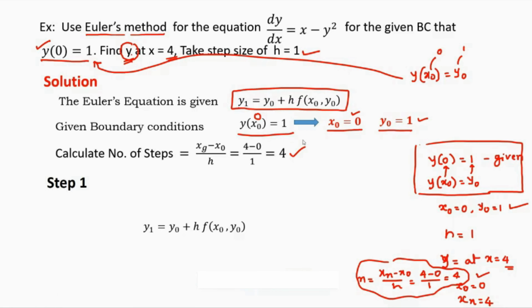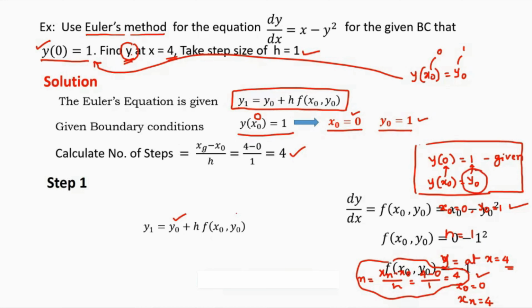First, you remember this equation, and then in this equation the y naught value is known to us. So this is the y naught value, I will circle this. The h value is known to us. Here it is given, h is equal to 1. And f of x naught, y naught: in the derivation we have written dy by dx is equal to f of x naught, y naught.